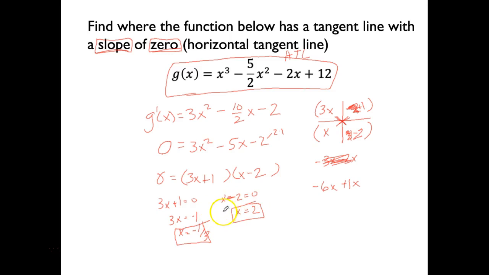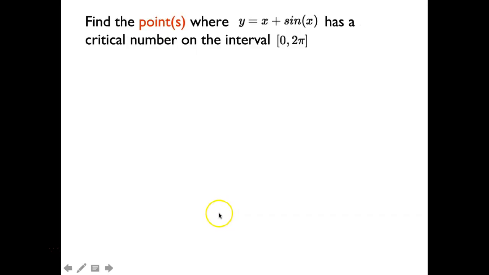Okay, let's do another one. Find where the points of this have critical numbers on the interval 0 to 2 pi. Okay, critical numbers. That's the key word on this one. Critical numbers means horizontal tangent lines or vertical tangent lines. Okay? Now, that means that we're going to have to take the derivative. Let's take the derivative of this thing. The derivative of x is going to be 1. The derivative of sine is going to be cosine.